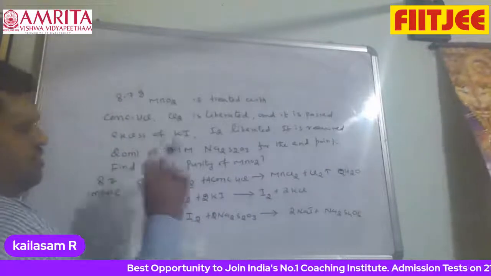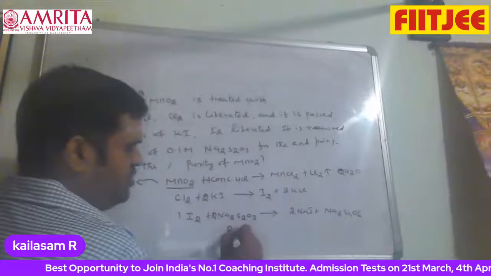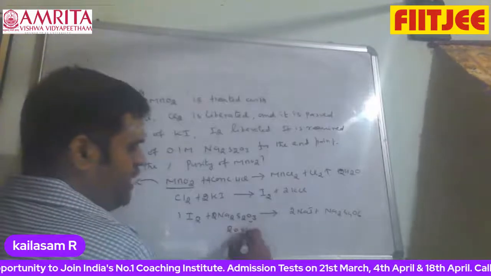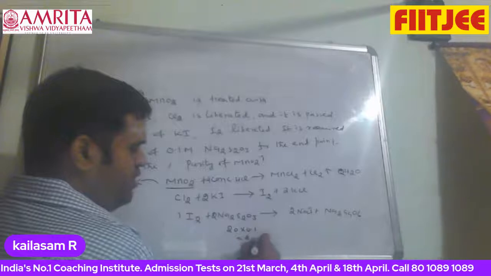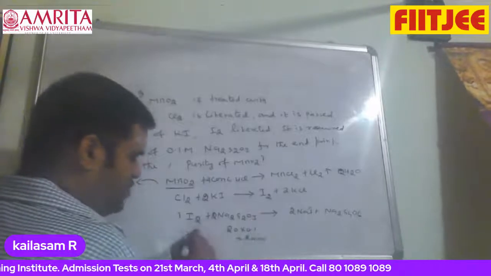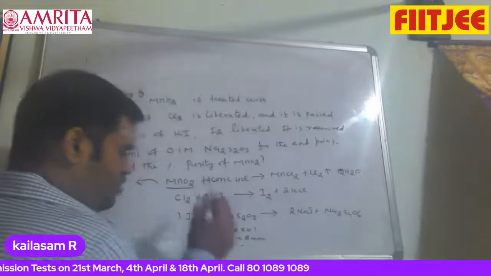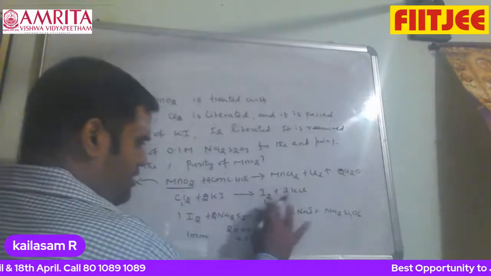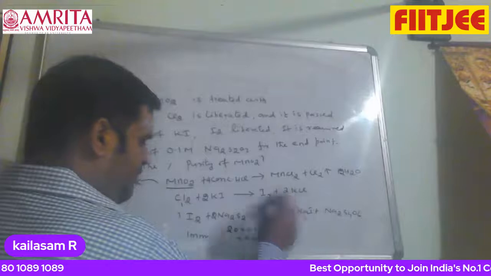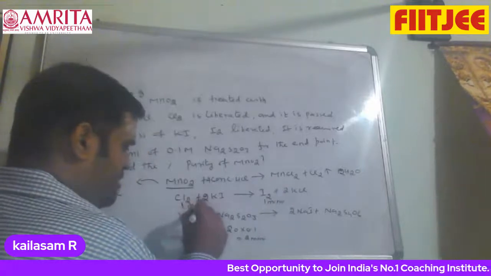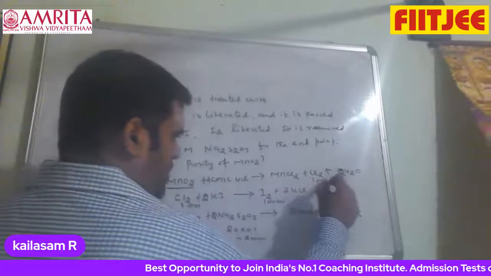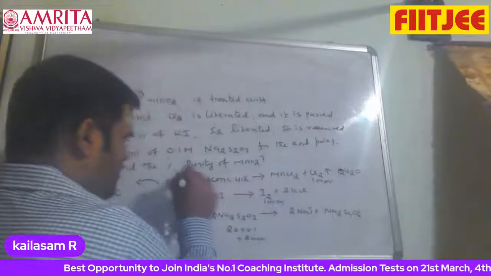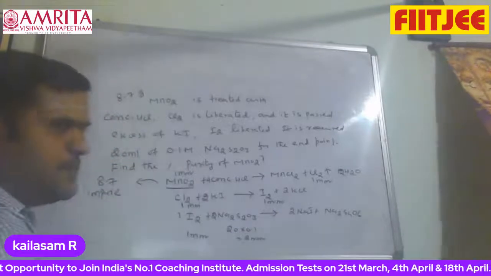Now as per the question, what is it? 20 into 0.1, I can say that 2 millimole. That means 2 millimole here is what? 1 millimole. So obviously 1 mole from 1 mole, 1 millimole is obtained from 1 millimole of Cl2. Here also 1 millimole is obtained from 1 millimole of MnO2.